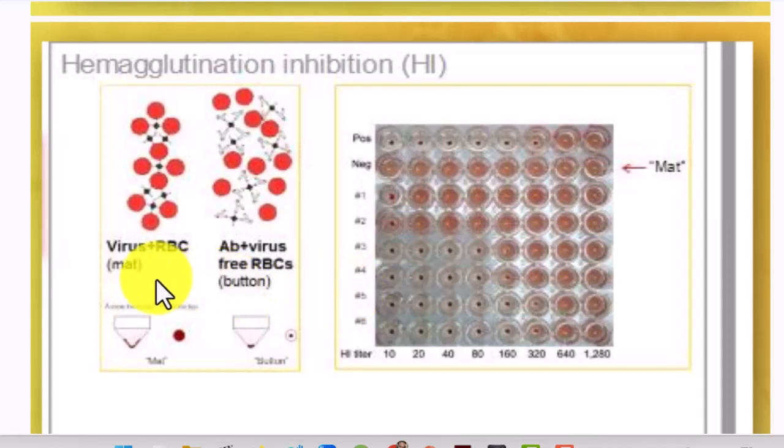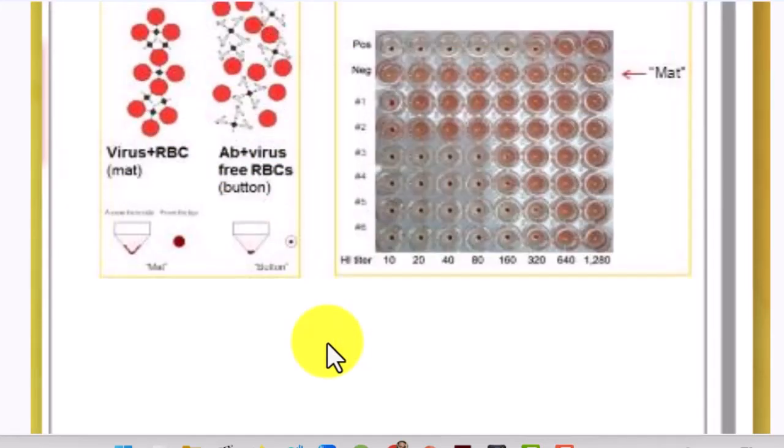Here the virus plus RBCs, that makes a mat. Plus antibody, virus, free RBCs. Here this is the positive and negative. This is a positive and this is a negative. Here agglutination occurs. The virus agglutinates the RBCs and they make something like a mat.